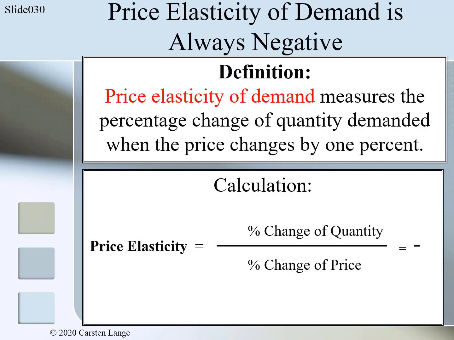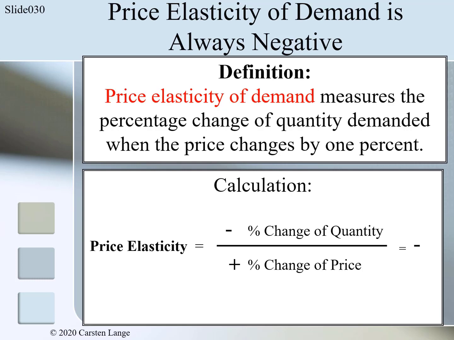Price elasticity of demand is always negative. Why is this? According to the definition of price elasticity, we have to divide the percentage change of quantity by the percentage change of price. And this result is always negative. Why? There are two possible cases. The first one is the price increases. Then the percentage change of price would be positive. A positive percentage change of price leads to a decreasing quantity demanded. Therefore, the change of quantity would be negative. If we divide something negative by something positive, the result will be always negative.